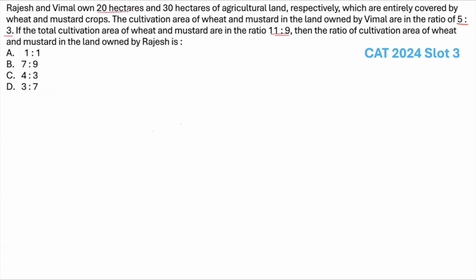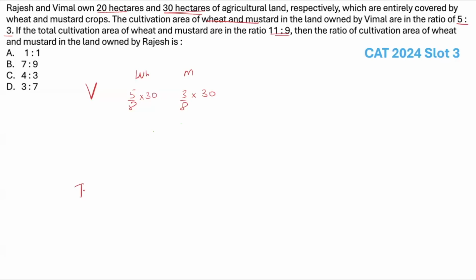Rajesh and Vimal own 20 hectares and 30 hectares of agricultural land. The cultivation area of wheat and mustard for Vimal is 5 is to 3. Now Vimal owned 30 hectares of land. So for Vimal, I can say wheat and mustard will be 5/8 of the total and 3/8 of the total respectively. Because this ratio is 5 is to 3, we have seen this in ratios chapter that if the ratio is 5 is to 3, the first quantity is 5/8 of the total and second quantity is 3/8 of the total. Since Vimal's total land ownership is 30 hectares, wheat cultivation is 5 by 8 of 30 and the mustard cultivation is 3 by 8 of 30.